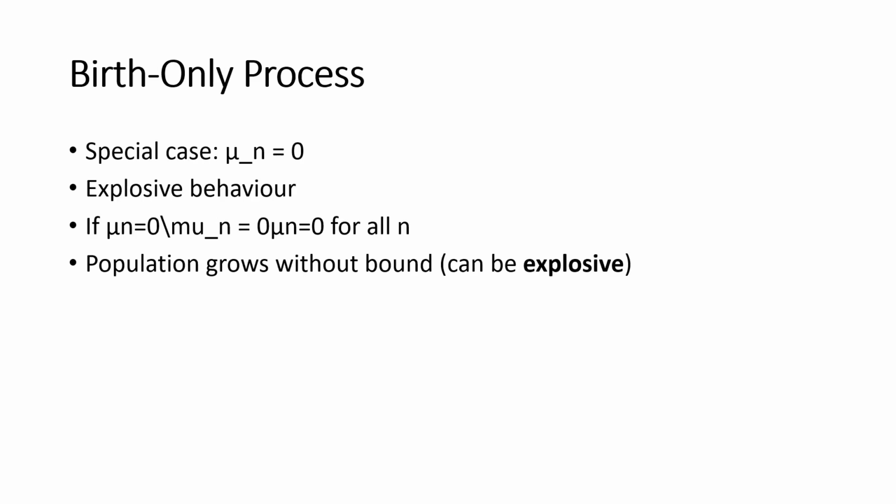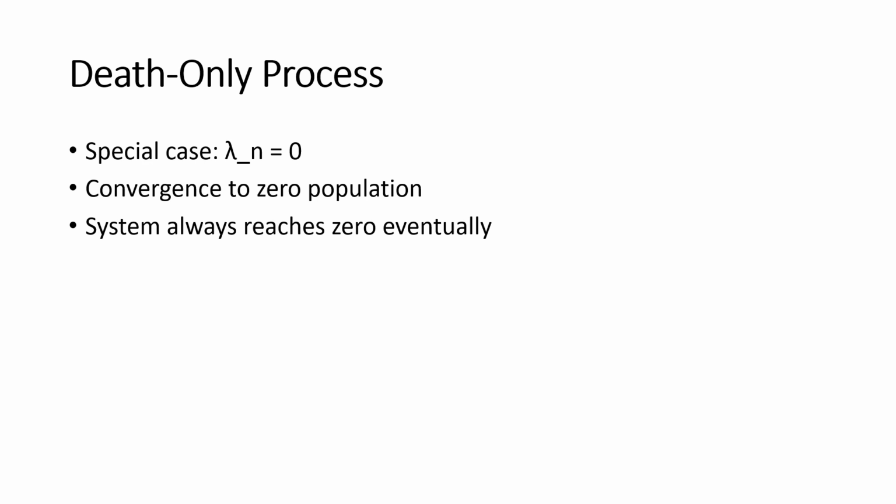The birth only process is the special case mu_n equal to 0, which we derived in the previous slide. Explosive behavior: if mu_n is equal to 0 for all n, the population grows without bound, which can be explosive. The death only process is the special case lambda_n equal to 0. Convergence to zero population: the system always reaches 0 eventually.